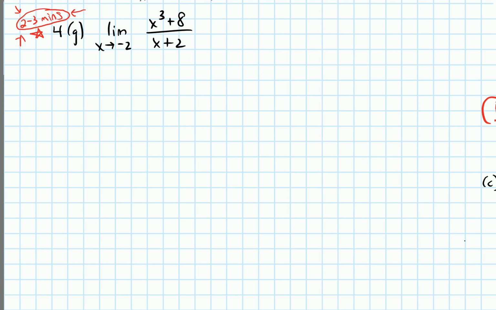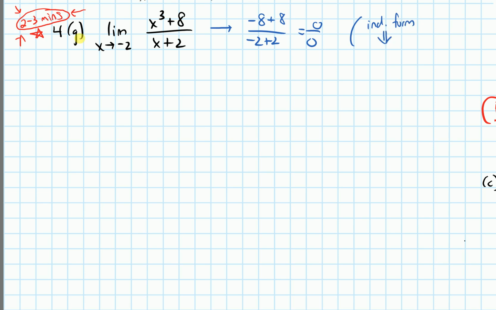All right, so hopefully you paused the video. Let's go ahead and talk about this together. So first step is we want to try to plug in. If I plug in -2, we get -8 plus 8 on the top, -2 plus 2 on the bottom, which is 0 over 0. And 0 over 0, that's definitely an indeterminate form.